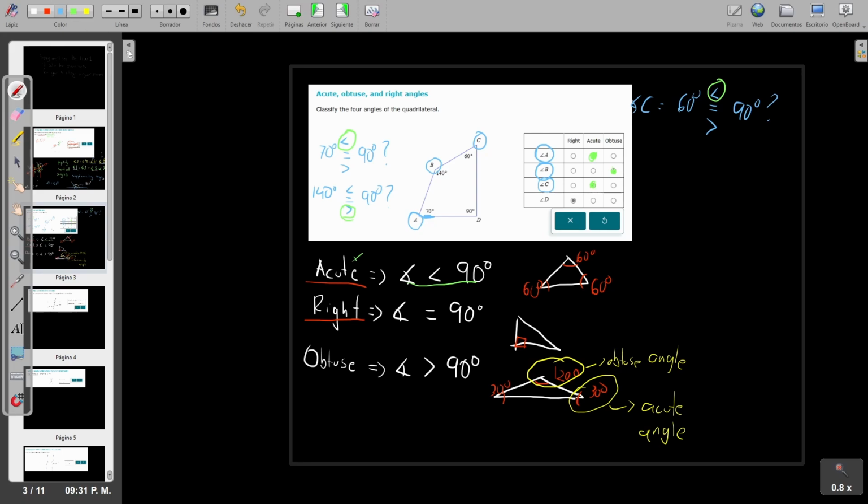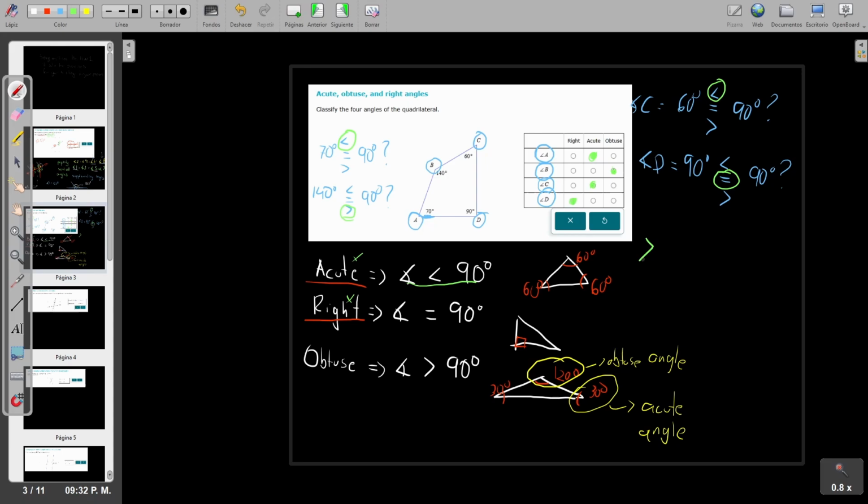Now, for the final one is D. D, how much? D is 90 degrees. Is that less, equal, or more than 90 degrees? That is correct. The answer is equal. As it is equal, that means that angle is a right one. Okay, so this is the answer.